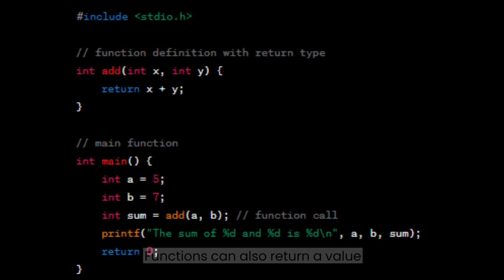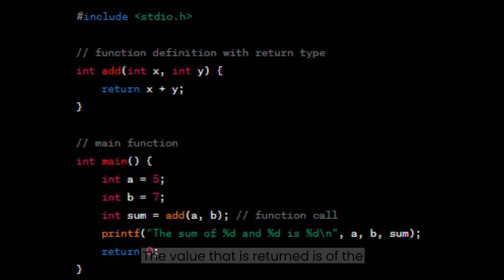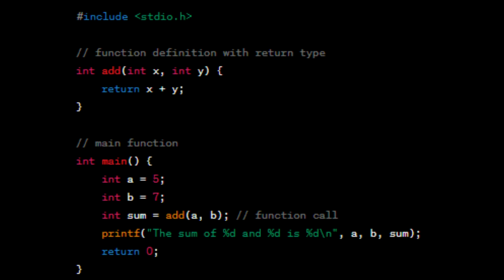Functions can also return a value using the return keyword. The value that is returned is of the type specified in the return type of the function.